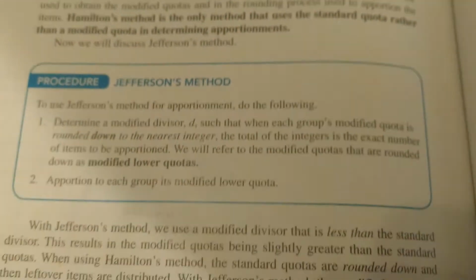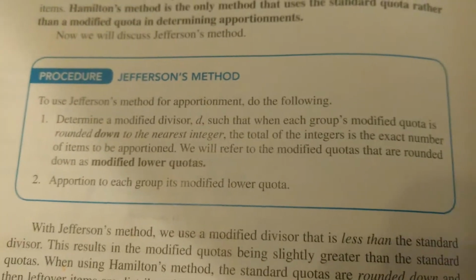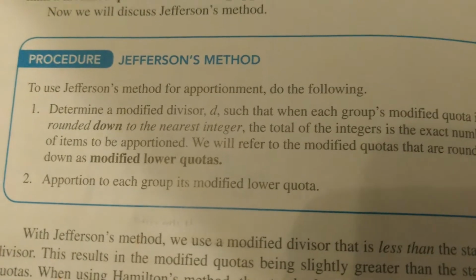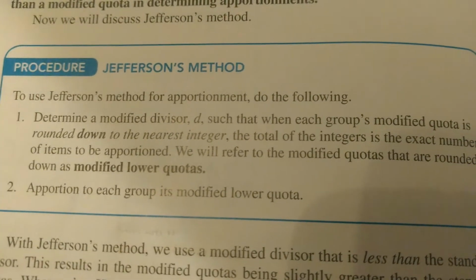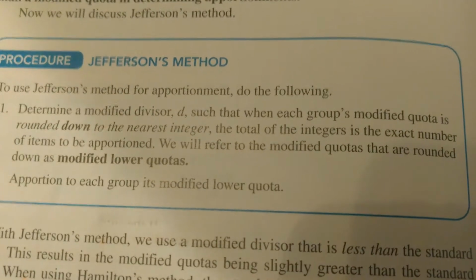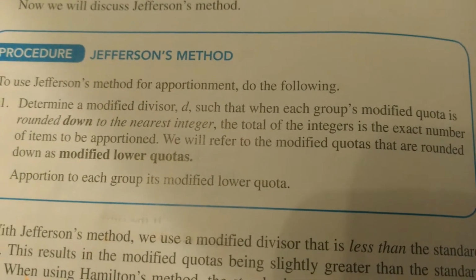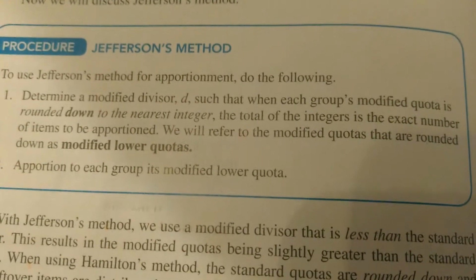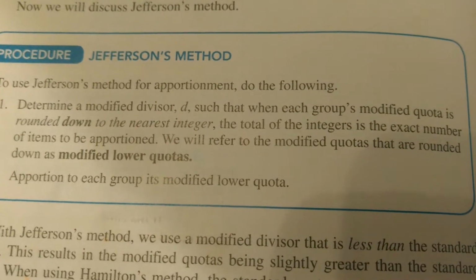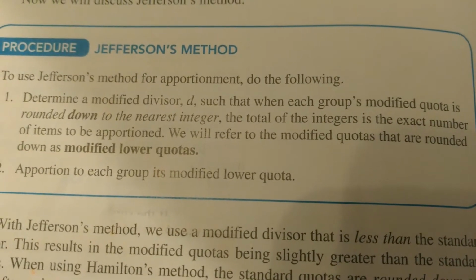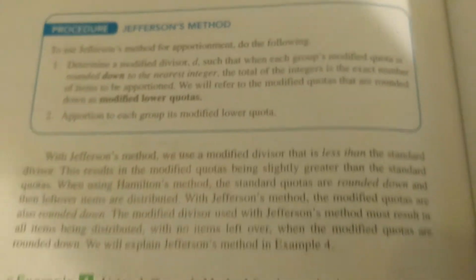Jefferson's method only really has two steps, but they're kind of more difficult than the others. It says determine a modified divisor such that when each group's modified quota is rounded down to the nearest integer, the total of the integers is the exact number of items to be apportioned. Okay, so these are modified lower quotas. And so what happens here is this.